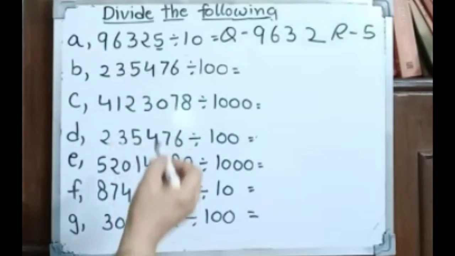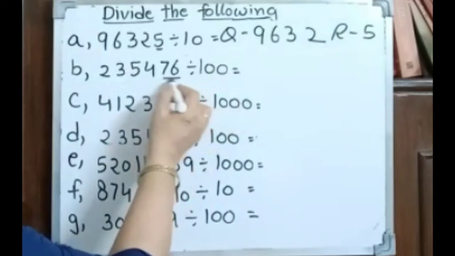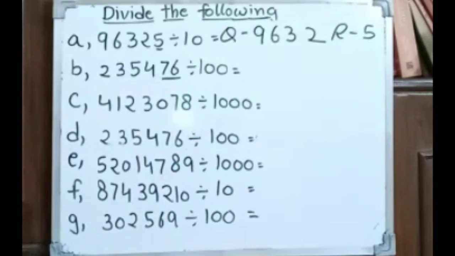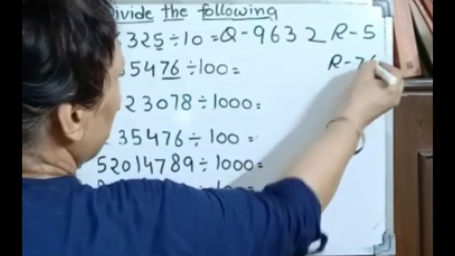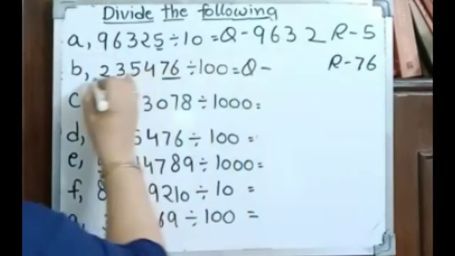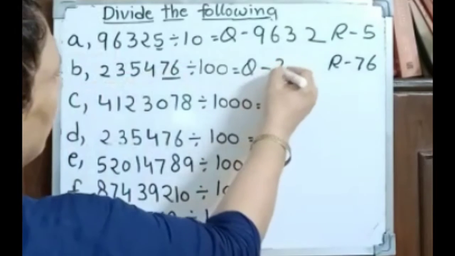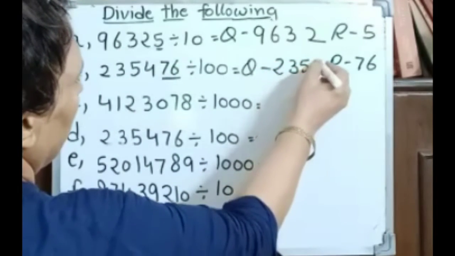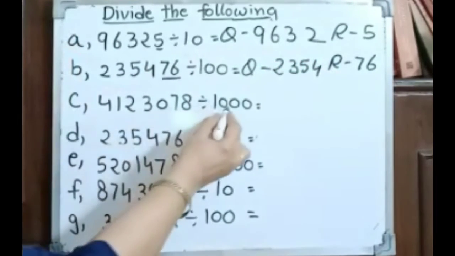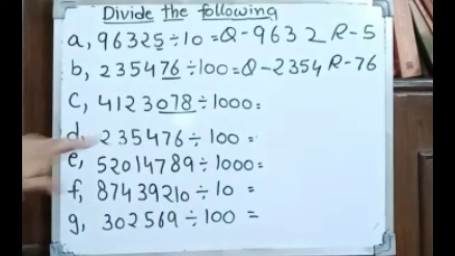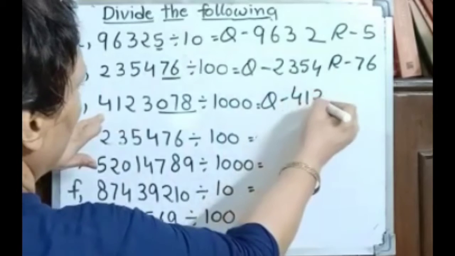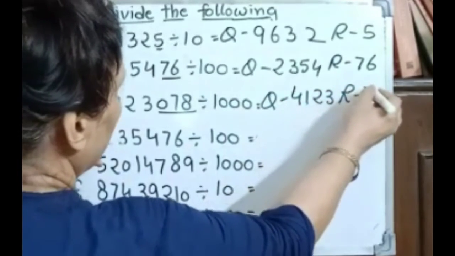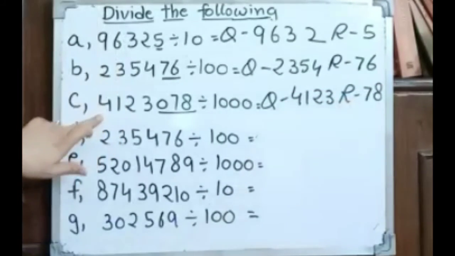We have 2,35,476 divided by 100. So two zeros are here, so we will take these two digits as the remainder. We have remainder 76 and quotient 2,354. Here we have three zeros, so take three digits as the remainder. The rest of the digits are the quotient, 4123, and the remainder is 78, or 078.